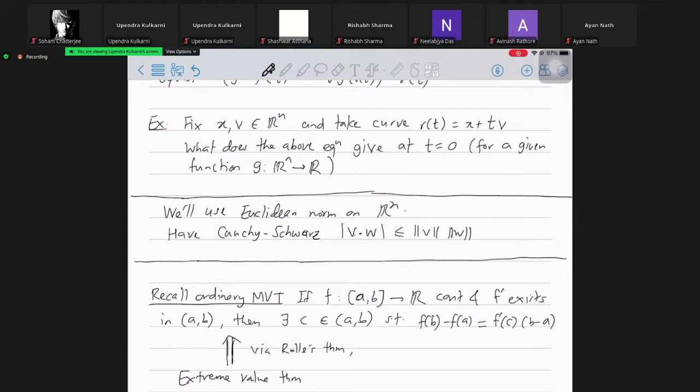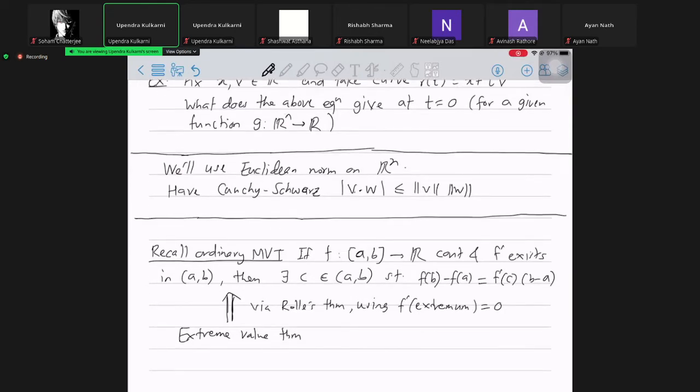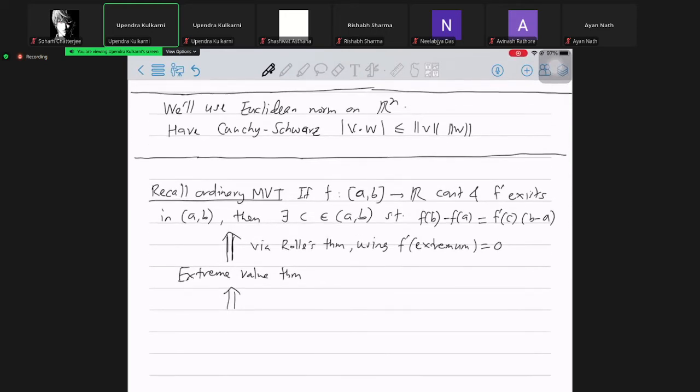At some extreme point. That's an x, right? And so the extreme value theorem, so using f prime of extremum equal to 0. That's what the extreme value theorem is telling you. And where does the extreme value theorem come from? So you see the derivative has now disappeared. Extreme value theorem does not have derivatives.